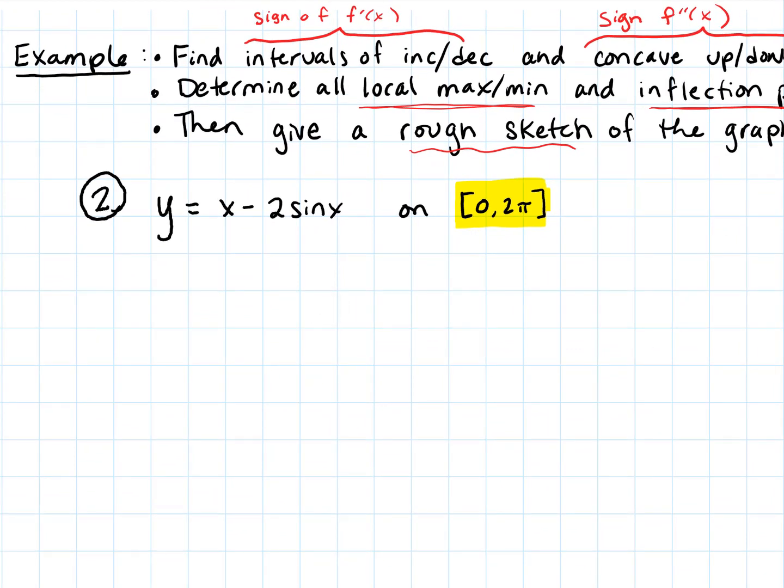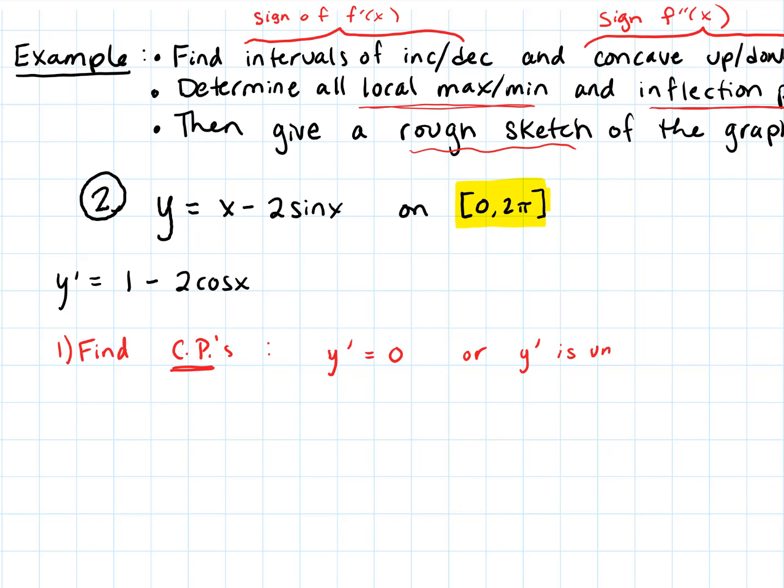So to find where we increase and decrease, we're going to use the first derivative test. And we need the first derivative to do that. So that's going to be 1 minus 2 cosine of x. And then we're going to find the critical points. And I am abbreviating here CP for critical points. So as a reminder, critical points are when the derivative, we have actually y here instead of f of x. So I'll say when y prime is equal to 0, or when y prime is undefined.